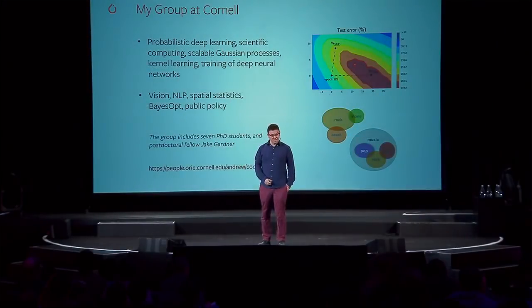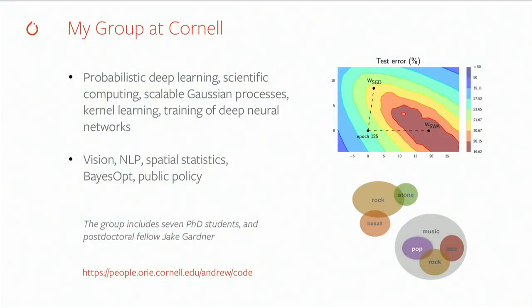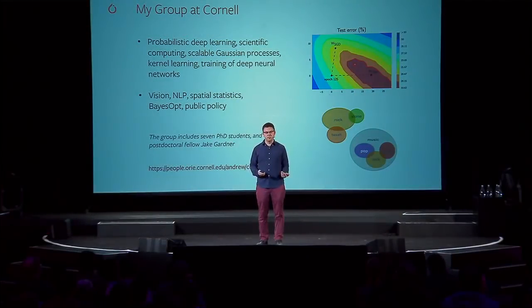So I'm a professor at Cornell University. My group works in a number of areas, including probabilistic deep learning, scientific computing, scalable Gaussian processes, kernel learning, optimization, training of deep neural nets, and we're excited about all sorts of different applications: vision, NLP, spatial statistics, BayesOpt, public policy, public health. And almost as a lab policy, we release software for essentially all of our projects. I strongly believe in open and reproducible research. A lot of these projects are available at the URL at the bottom of the slide, and increasingly, a lot of our code is in PyTorch. We've found that PyTorch has been really excellent for prototyping models, for research development in general.